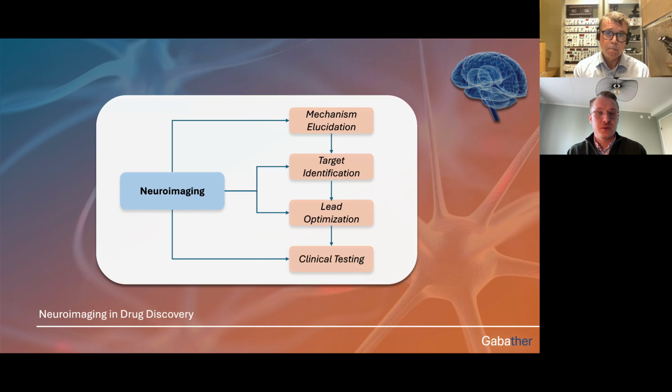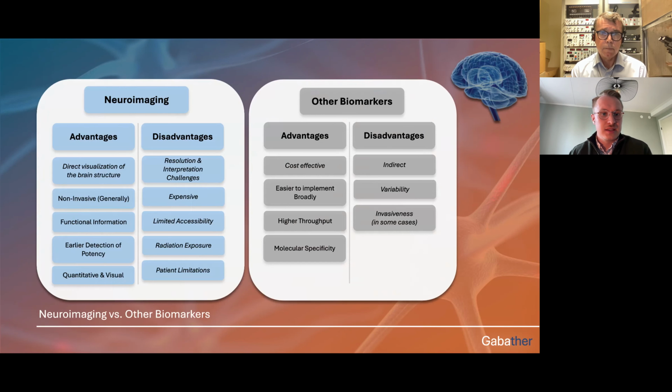Yeah. I think we've had quite fruitful discussions before, you and me, comparing this way of discovering and looking at the drug candidate itself. And I think we're going to come into it here because something that we've been talking about is neuroimaging versus other biomarkers, right? Exactly. There are some advantages and disadvantages to both of them. Would you like to run it through for us?